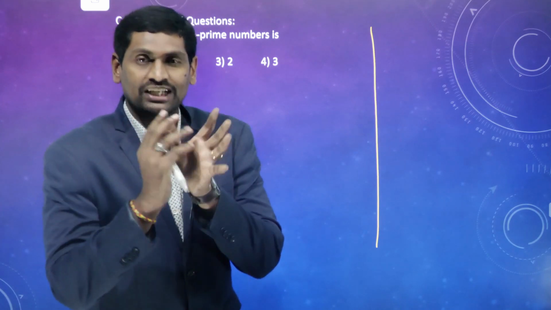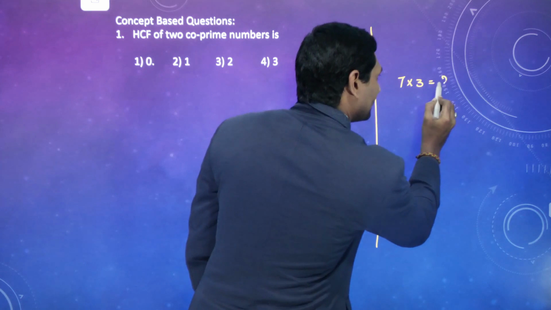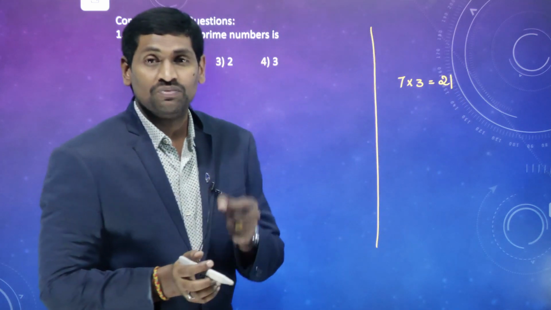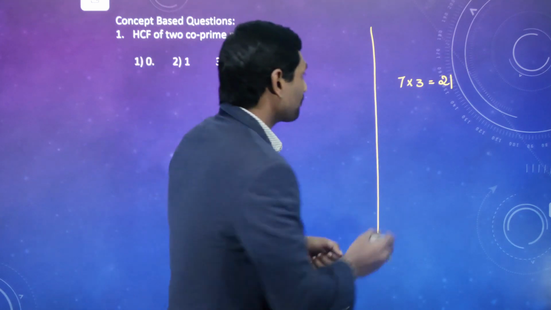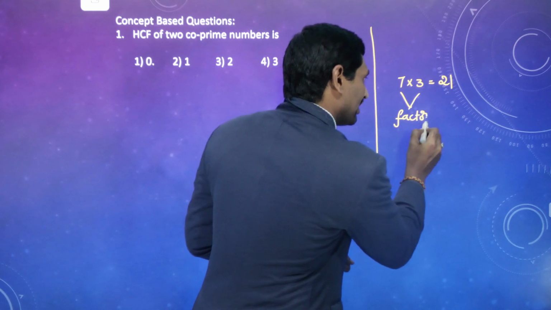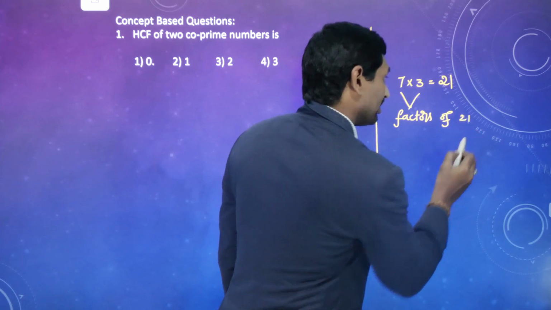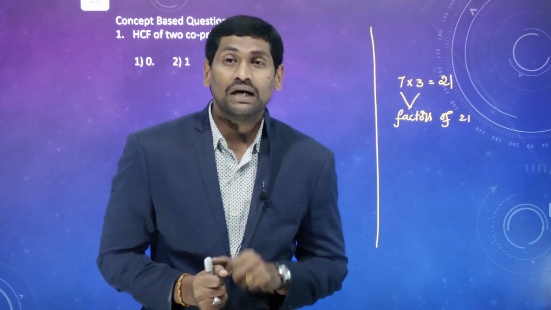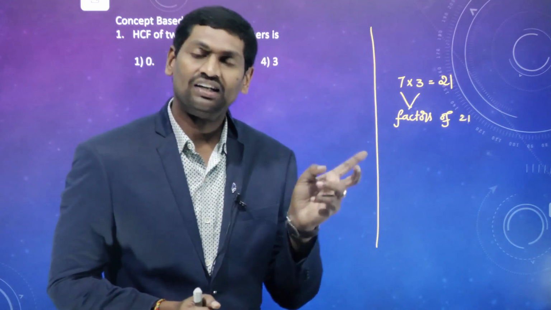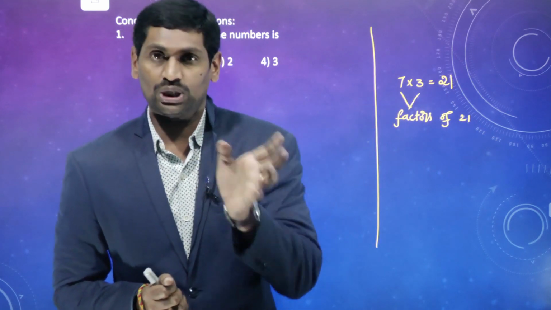For example, if you take a table like 7 threes are 21. Here 7 and 3, both of the numbers are factors of 21. 7 and 3 are factors of 21, and 21 is the multiple of 7 and 3. 21 is the multiple of both 7 and 3, and both 7 and 3 are the factors of 21.